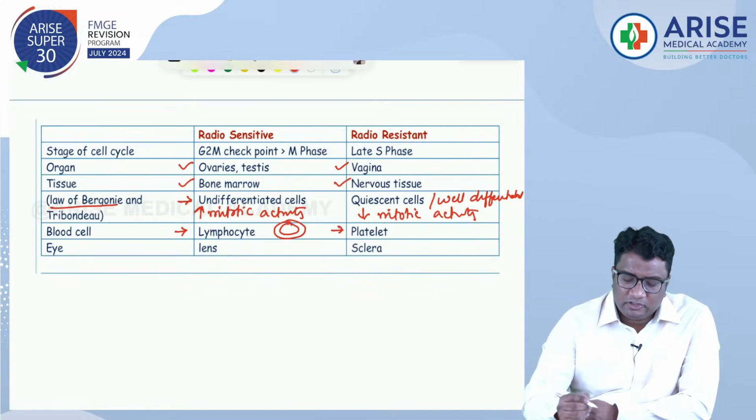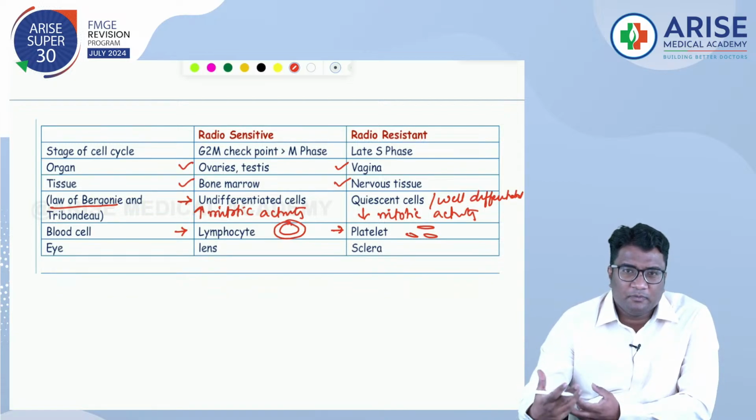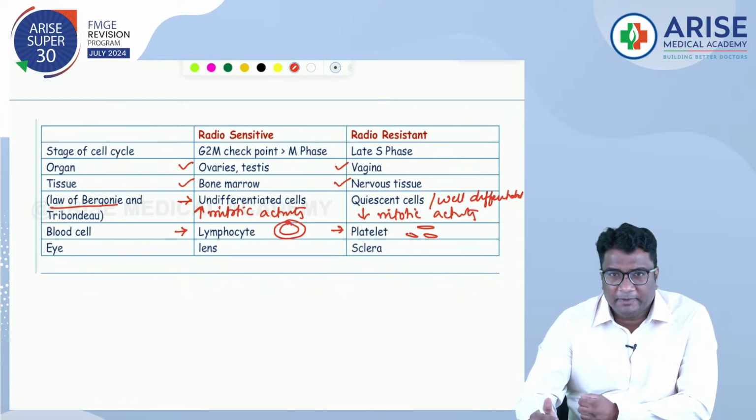Platelets, they don't have much DNA. It's a cytoplasmic extrusion of megakaryocytes. So these are the most radioresistant blood cells. They don't have any DNA or nucleus inside. So radiation will not cause DNA damage here. So they are the most radioresistant blood cell. So most radiosensitive blood cell is lymphocyte. Most radioresistant blood cell is your platelets.